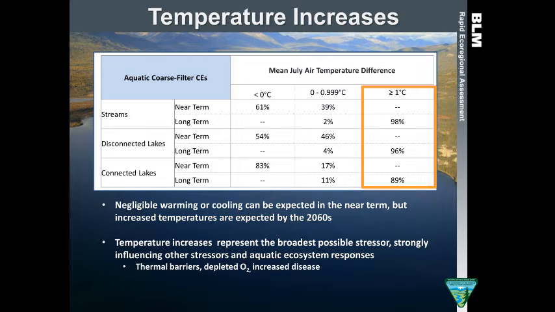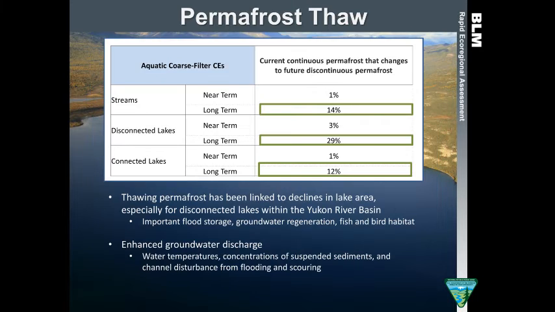And this is important because temperature increases represent the broadest possible stressor that strongly influence other stressors and aquatic ecosystem responses. So increases in temperature could affect things like thermal barriers and fish migrations and movements, depleted oxygen concentrations in the water, and also the potential for increased disease and parasite infections. And also increased temperature can increase permafrost thaw.